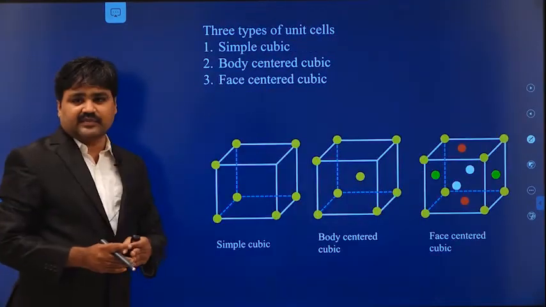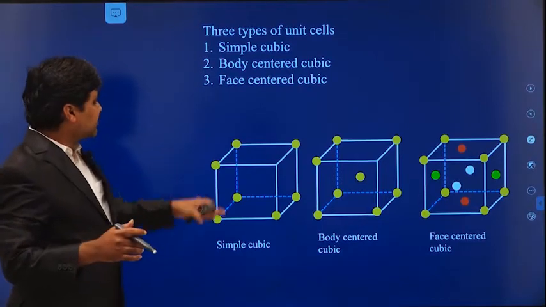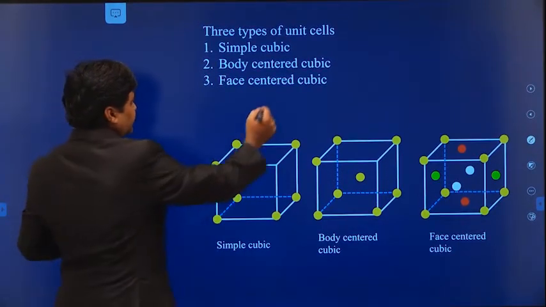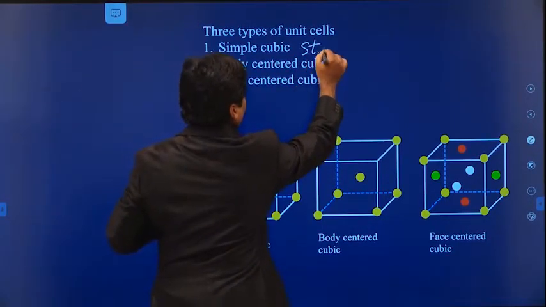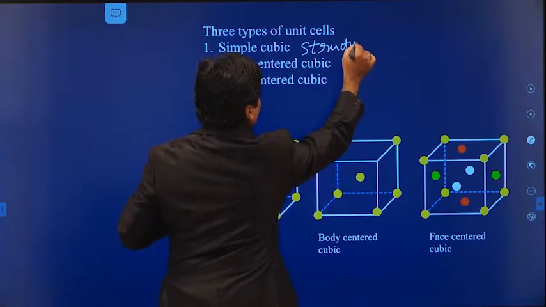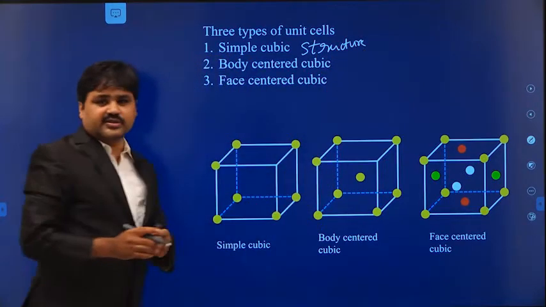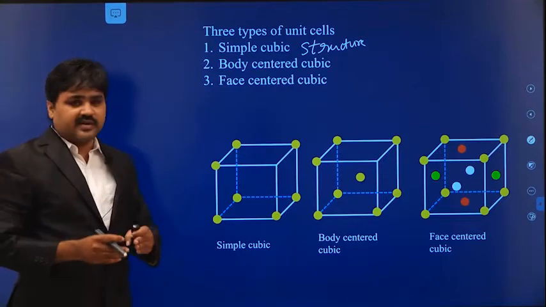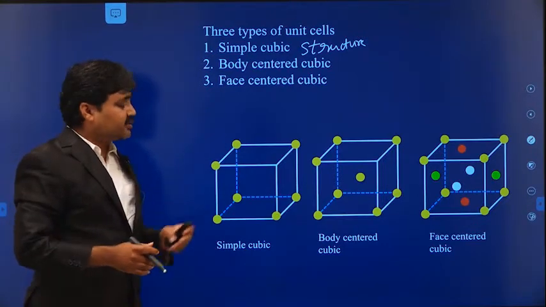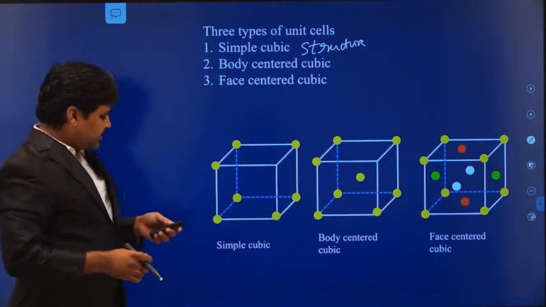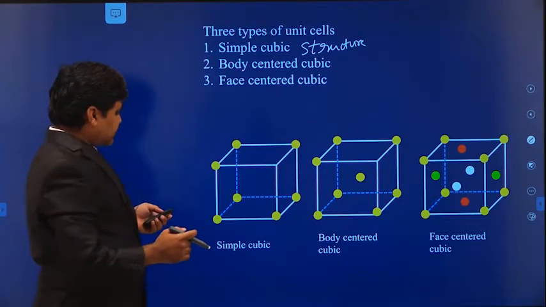So there are three types of unit cells. First one is the simple cubic unit cell. Also we call it the simple cubic structure. And second one is the body-centered cubic structure, and third one is the face-centered cubic structure. Here we have three types of unit cell.